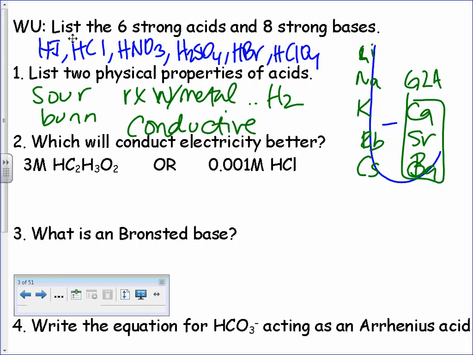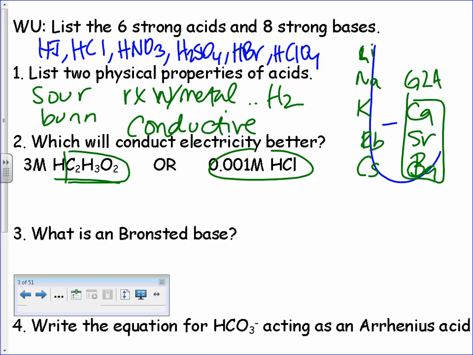All right, so speaking of being conductive, which of these do you think would make more ions to be more conductive? Scott. Because it's a strong acid. What's the name of this acid? It is ternary. Acetic acid. Because this is acetate, C2H3O2, and you change the acetate ending to ic acid.